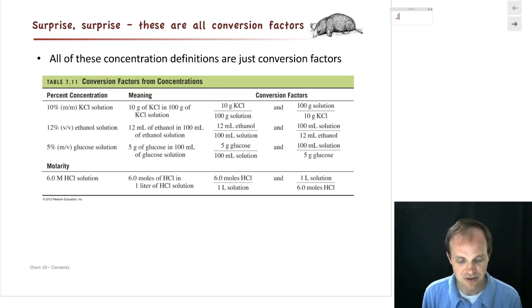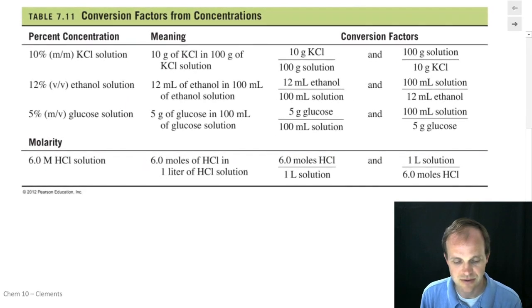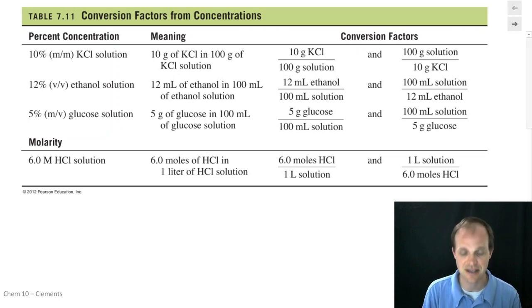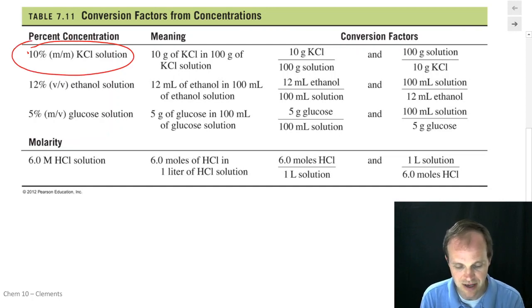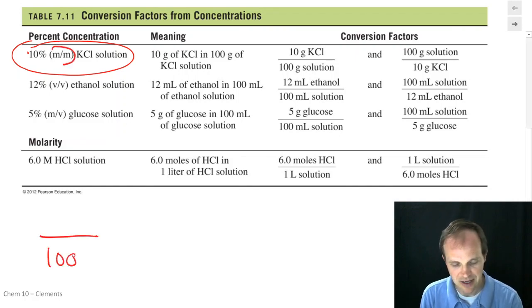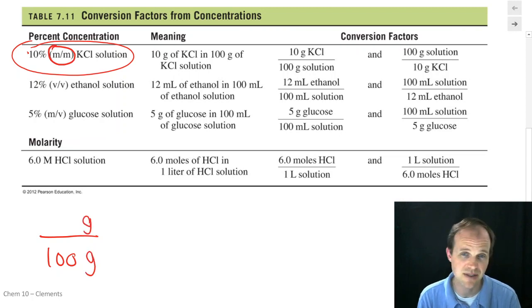So this table here just shows an example of all the different units we used and how to use them as conversion factors. In the first one, it says a 10% M over M potassium chloride solution. We have to remember what percent means, right? Percent means out of 100. Now, when it says M over M, we know that our units are going to be grams and grams. They could be other things. We said kilograms would work, pounds would work, but most people will just leave this as grams and grams.